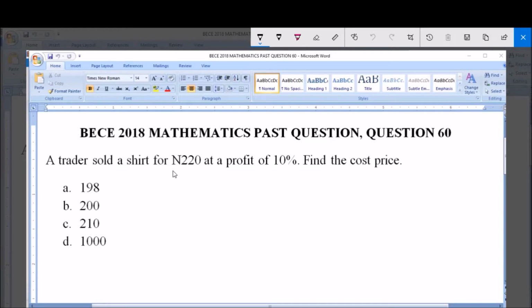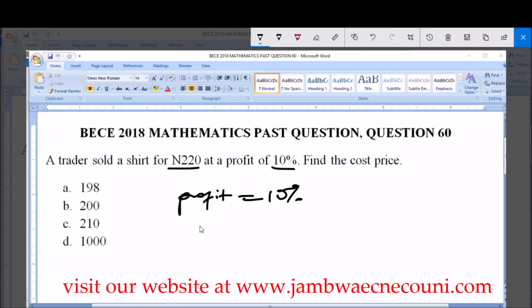So a trader sold a shirt for 220 naira at a profit of 10%, meaning that this is not the original cost of this shirt, since the trader made a profit of 10%. So the profit in percentage is equal to what? 10%. The sold price is equal to 220 naira.